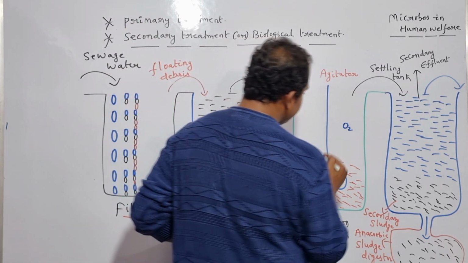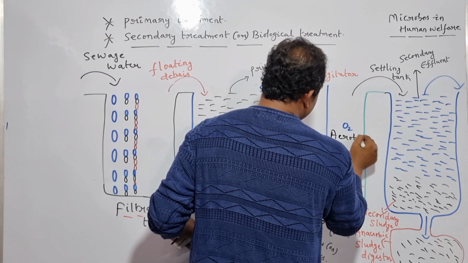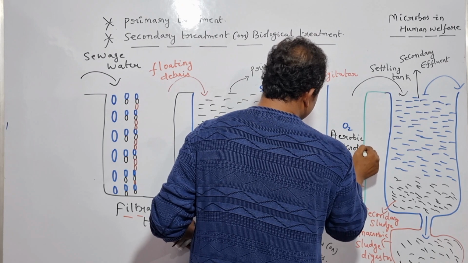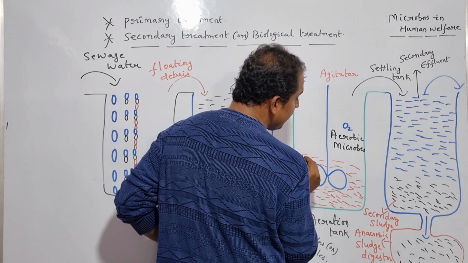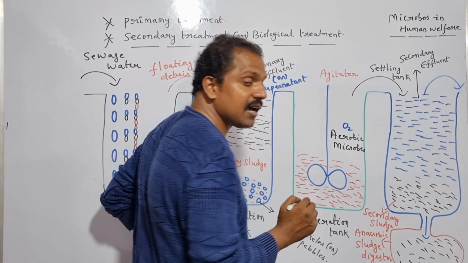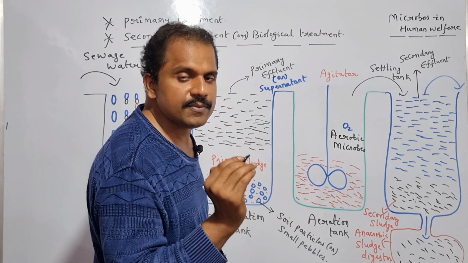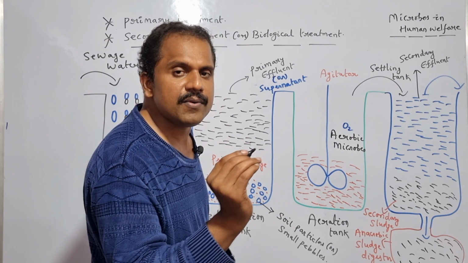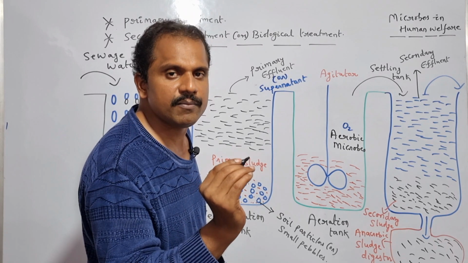So let me write it here. Aerobic microbes. So here the aerobic microbes remain in association with the fungal components of the sewage water. Once the aerobic microbes successfully remain in association with the fungal components of the sewage water, it leads to the formation of microbial flocks.